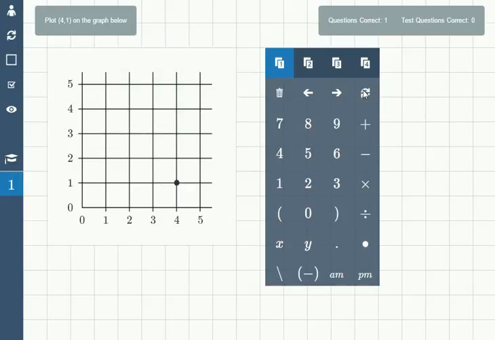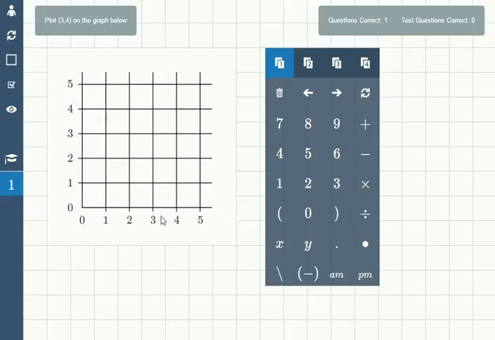Let's have a look at another one. This time, we want to put our point at 3, 4. So we've got to remember that 3 refers to the x-axis, the horizontal axis, and 4 refers to the y-axis, or the vertical axis. So this time we're going to go along until we hit 3 on the x-axis, and then up until we hit 4 on the y-axis, and that intersection tells us where to put our point.